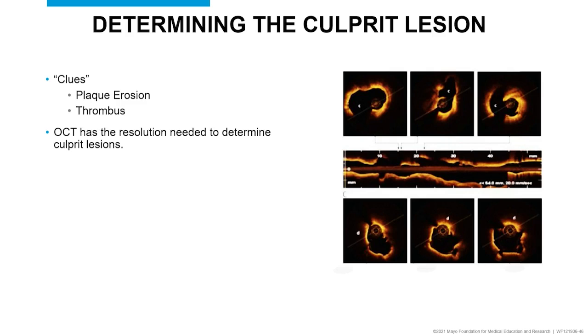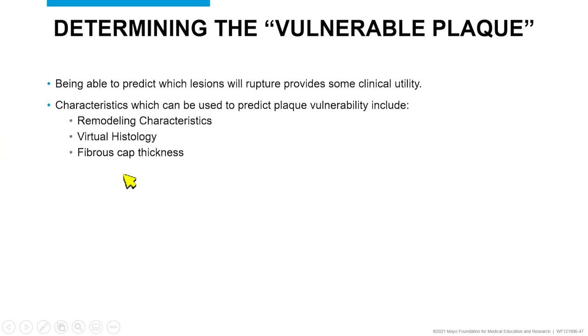You can look at things like plaque erosion. You could look at things like intracoronary thrombus or thrombus on top of a plaque. These things can be very easily seen with OCT and can often help you with those types of clinical decisions in the cath lab. You can also use imaging to determine if a plaque is vulnerable. You can try to predict which lesions will rupture, and this probably has some clinical utility. I think it's more of an academic question these days, but it may have some clinical value as well.